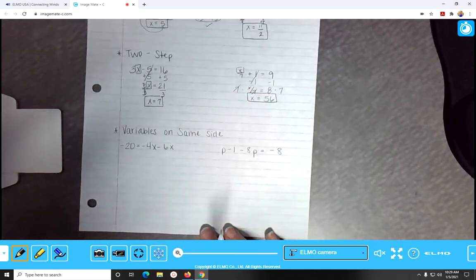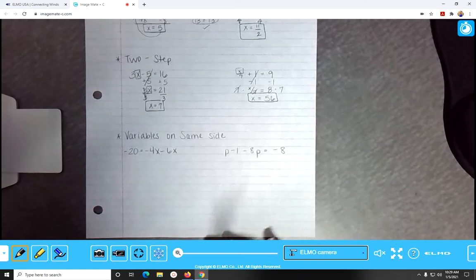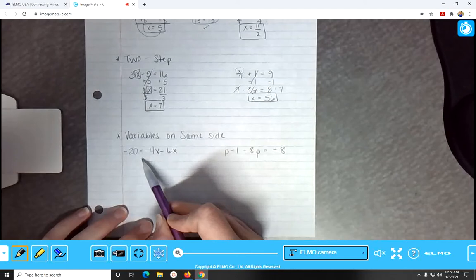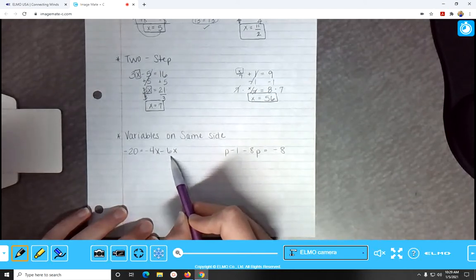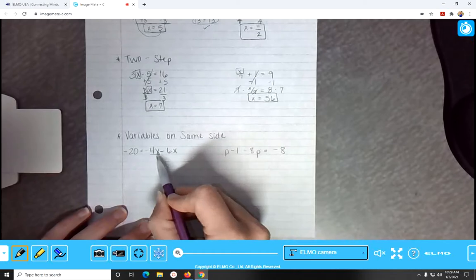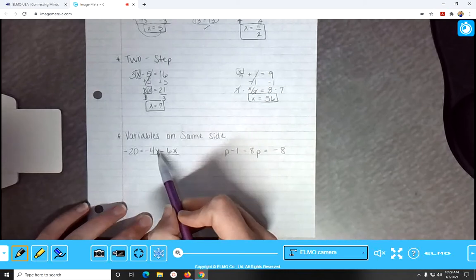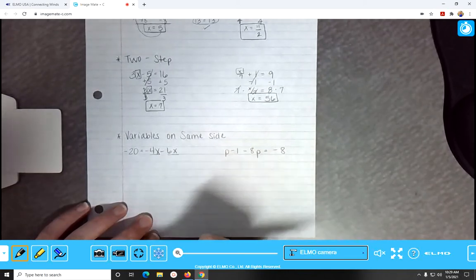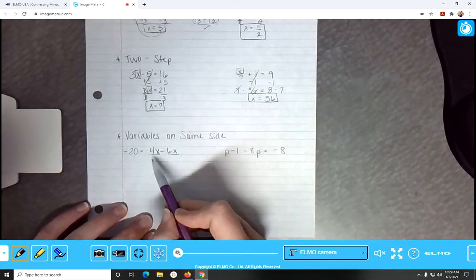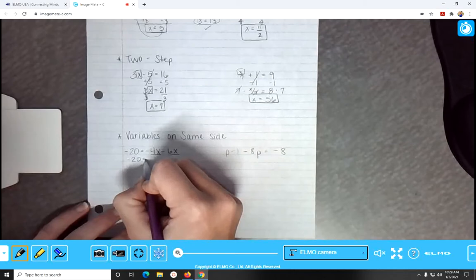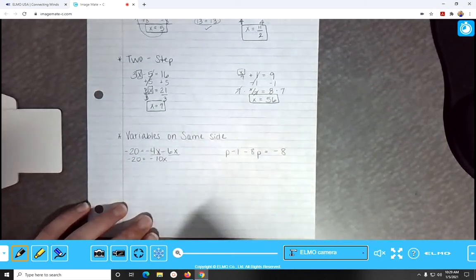Okay, so these next two examples are some problems where you have more than one variable on the same side of the equation. Okay, when that happens, you want to combine like terms. So like in this first equation, we have negative 20 equals negative 4x minus 6x. Well, negative 4x and minus 6x or negative 6x are like terms. Like terms have the same variable with the same exponent on the variable. Okay, so to combine those, negative 4 and negative 6 makes negative 10. So we'll have negative 20 equals negative 10x.